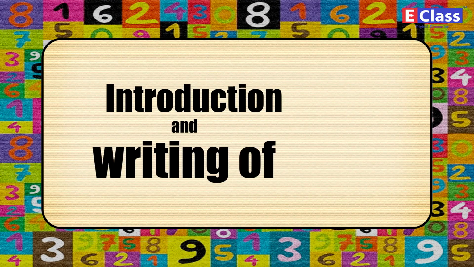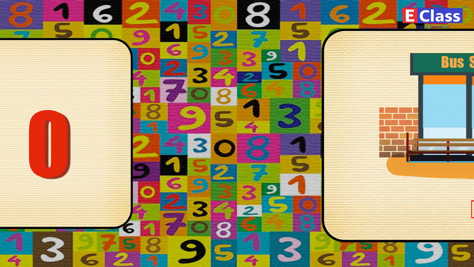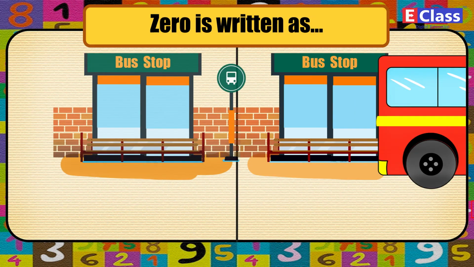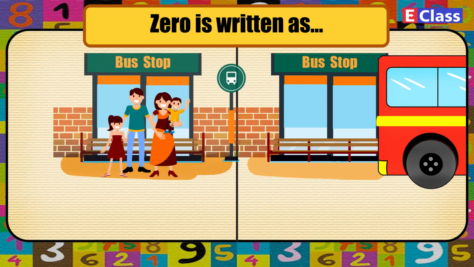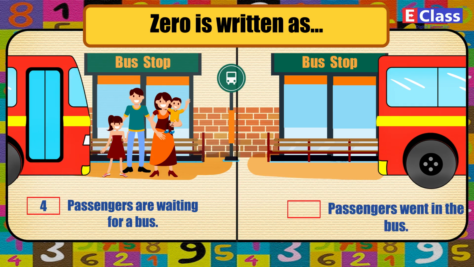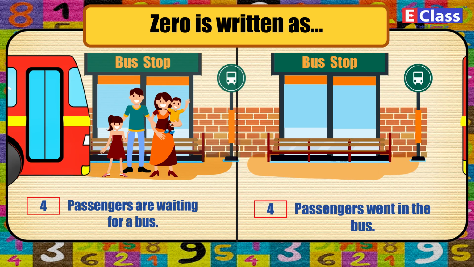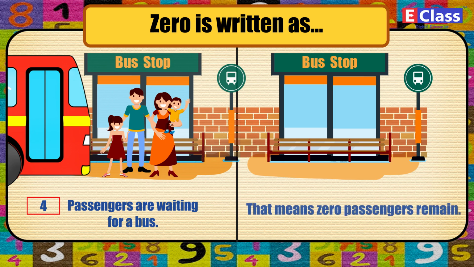Introduction and writing of zero. Zero is written as 0. 4 passengers are waiting for a bus. 4 passengers went in the bus. That means 0 passengers remain.